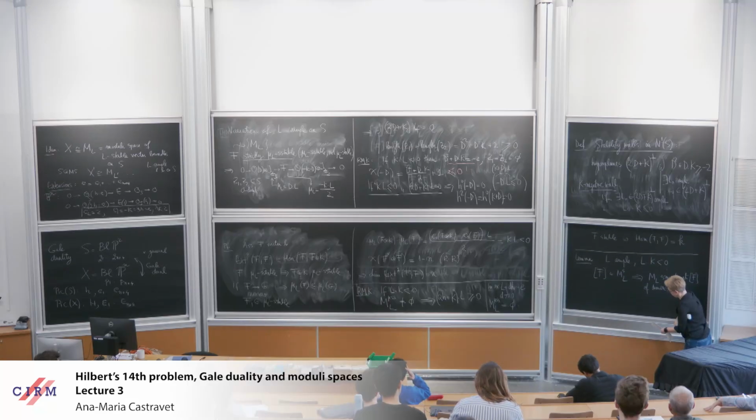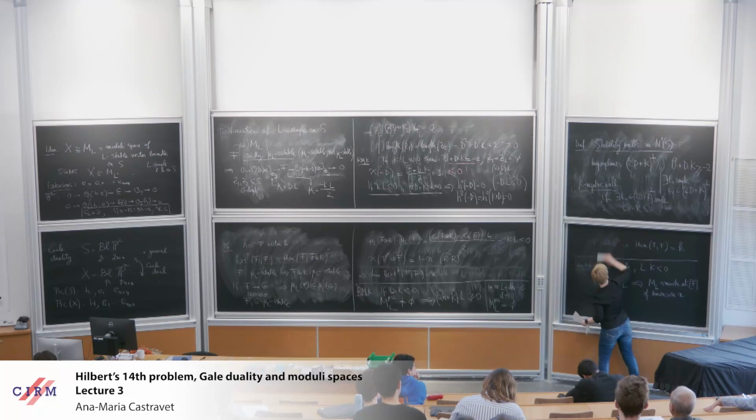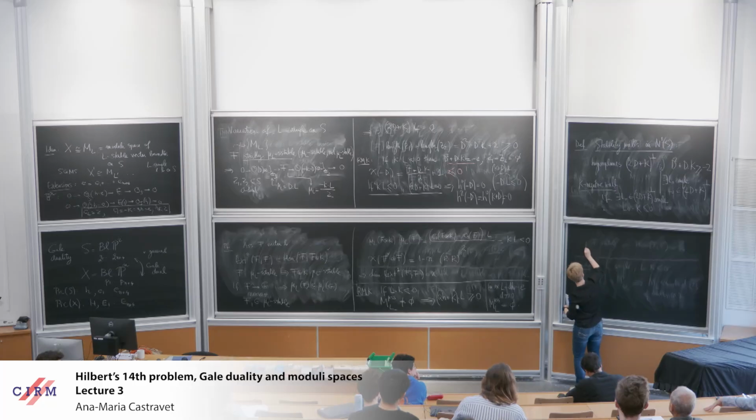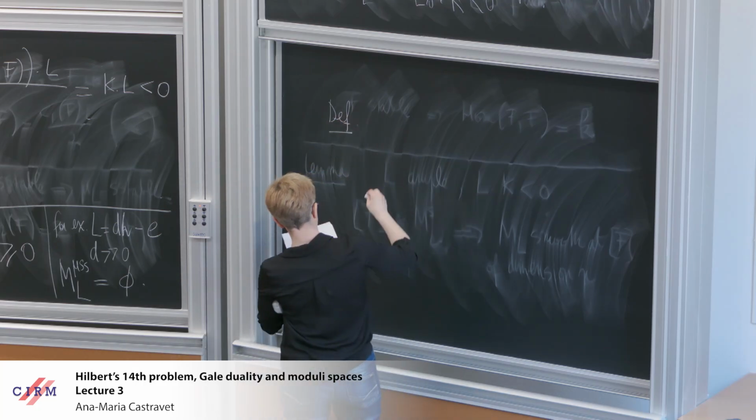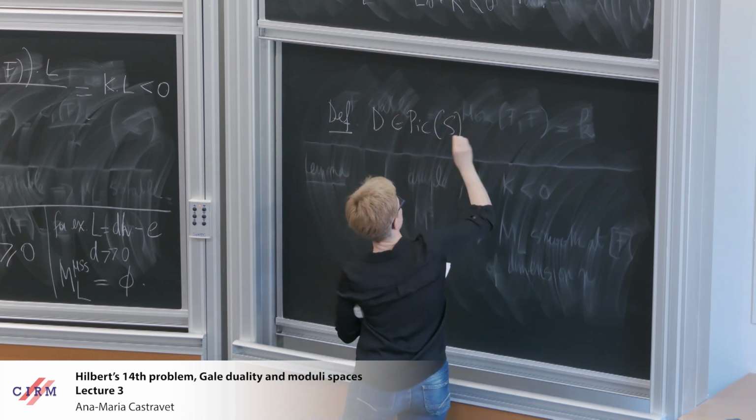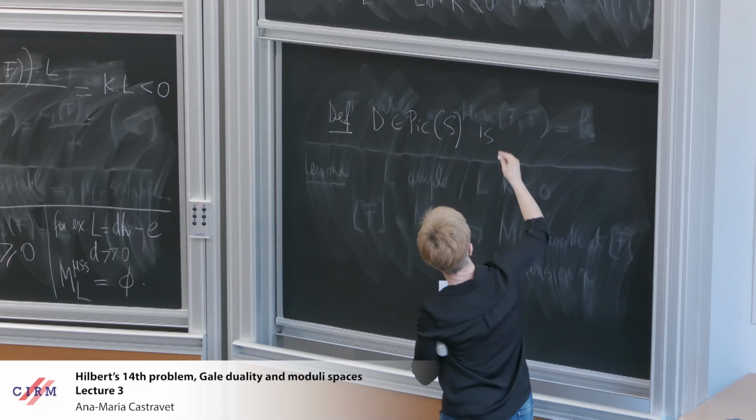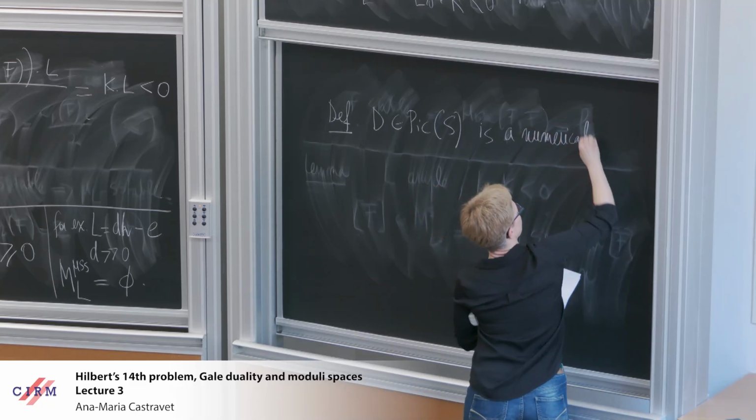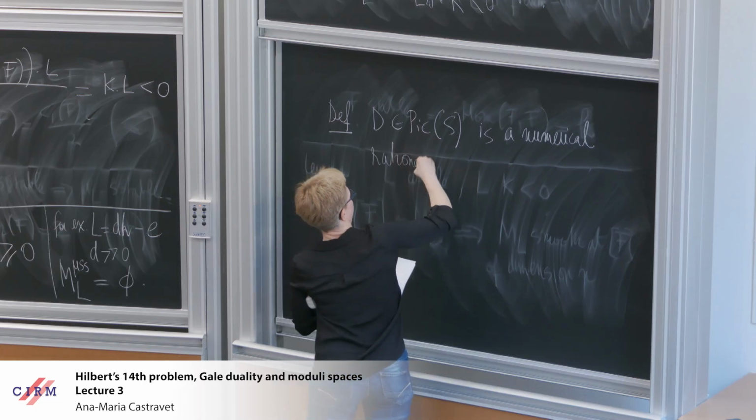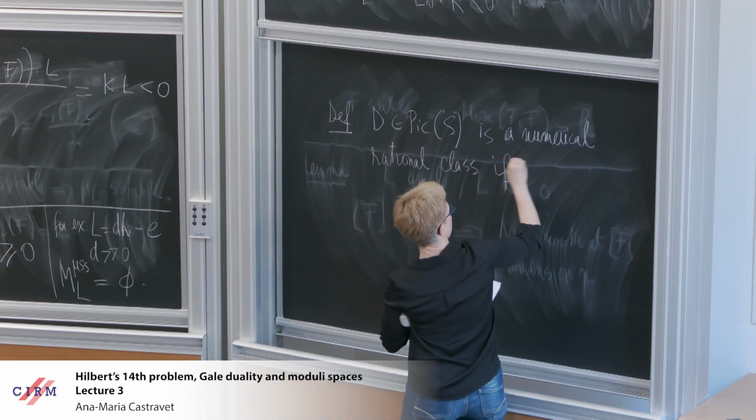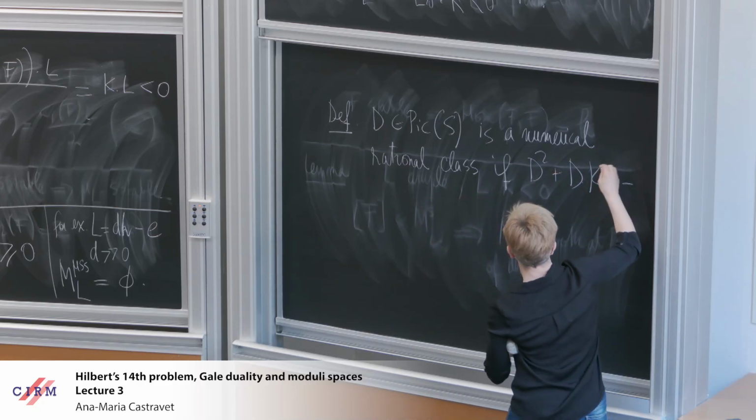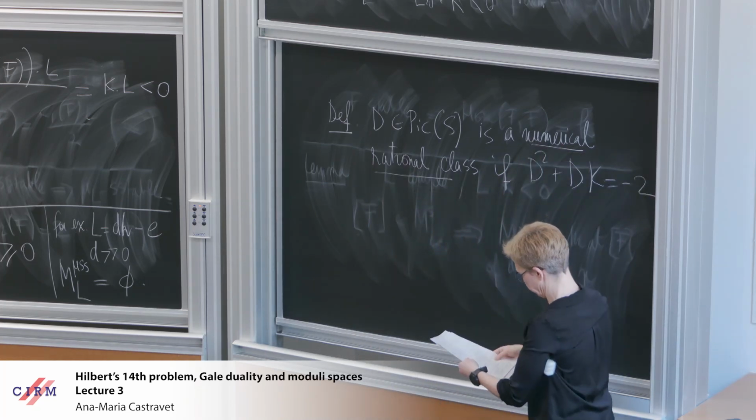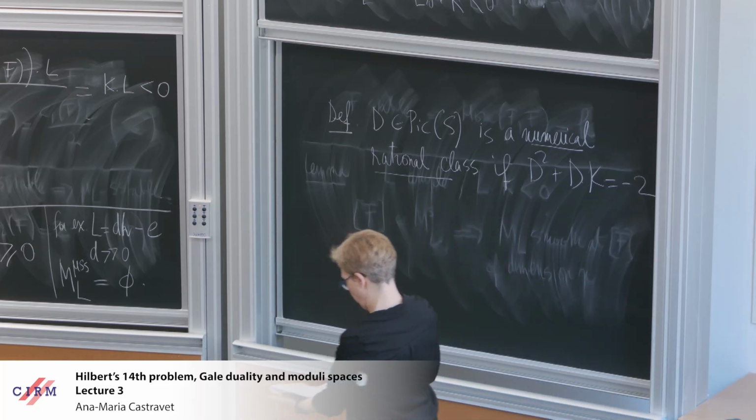Let me give a name for these classes. We call a divisor D in the Picard group of S a numerical rational class if it satisfies a type of adjunction formula, d squared plus d times k is minus 2. So it behaves like a curve with genus 0. It would be interesting to classify these, but we don't know a classification of that in general.